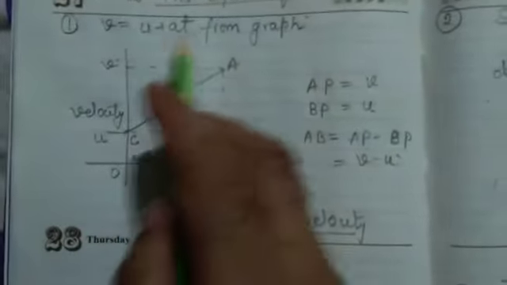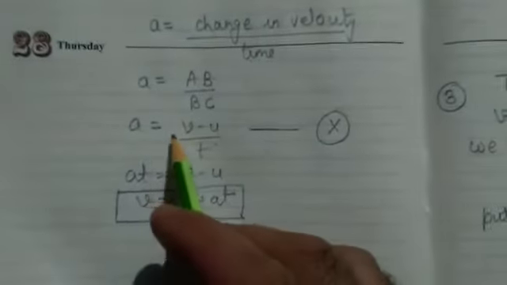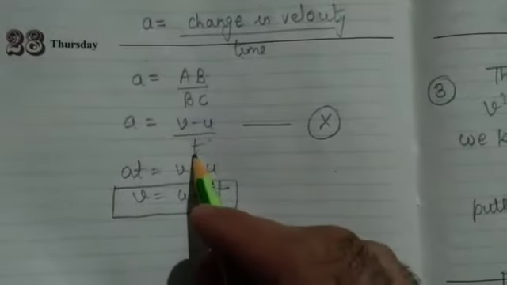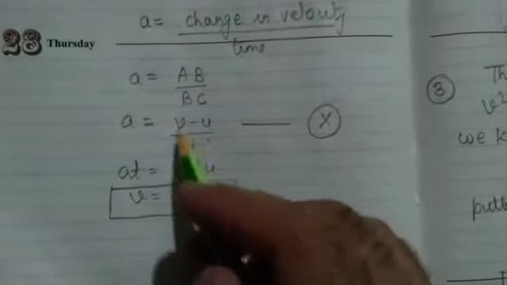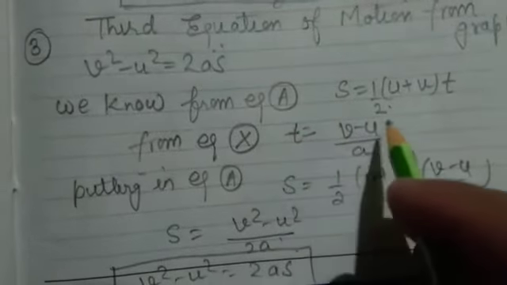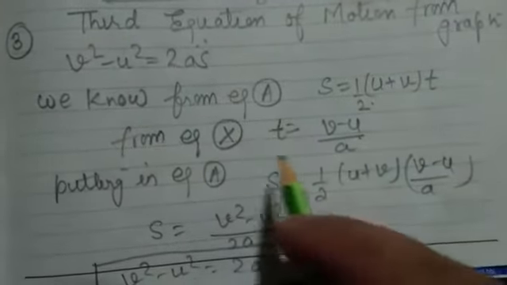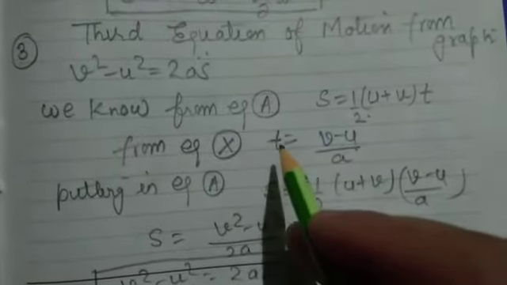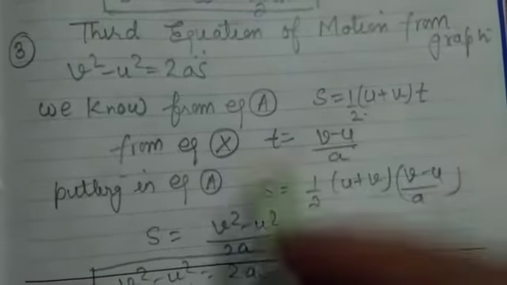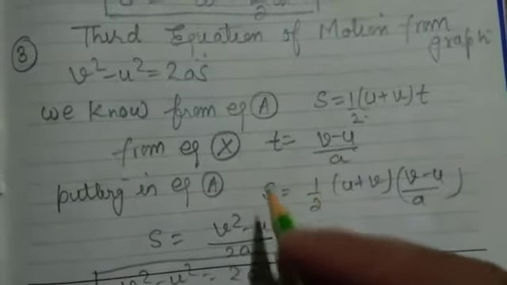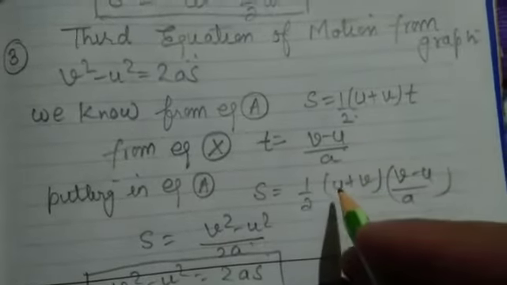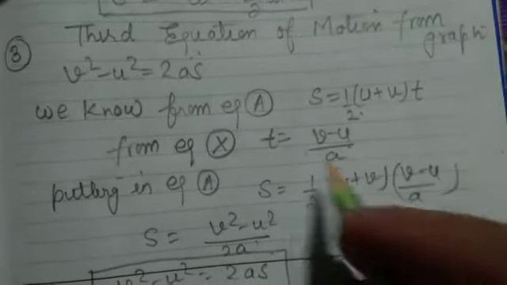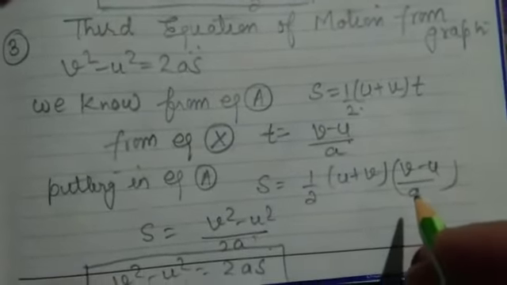It is just like the first part that we are doing. So here I have made one equation this. So what I am just doing, that I am sending T here and I am bringing the A in the denominator. So from equation X we will get this: time is equal to V minus U over A. Now what I am simply doing, I am putting this T in this equation, putting in equation A. So we will get S is equal to half U plus V, and then we are putting the value of T, that is V minus U over A.